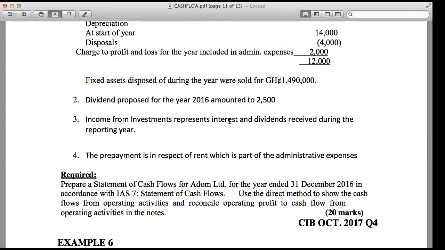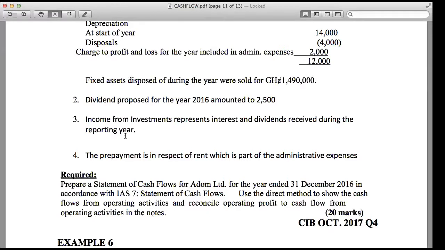Good. So it means that with the main question, we are using the direct method or the direct approach. That's for the main question. Then when you are done, try and use the indirect method again. The answer should be the same, to reconcile the difference between profit and cash. Because we said the cash flow is just there to reconcile the difference between profit and cash. Good. So that is it. I hope you get it.